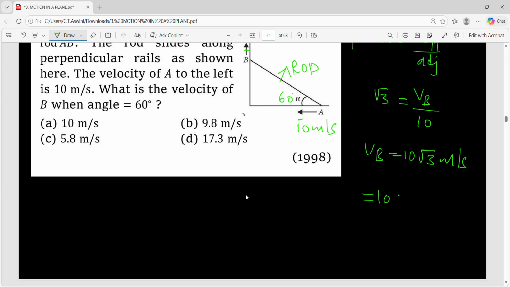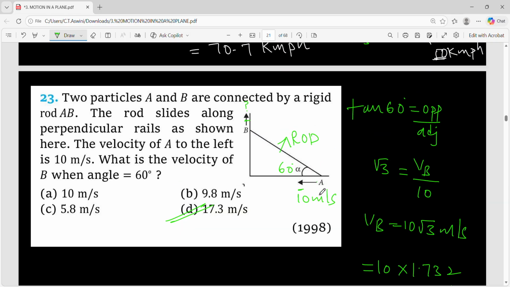So 10 into what is root 3? 1.732. You are doing into 10. So one decimal will shift. So it will become what? 17.32 meter per second. Approximately 17.3. Clear? See how simple the questions are.